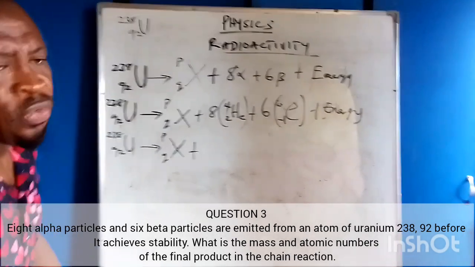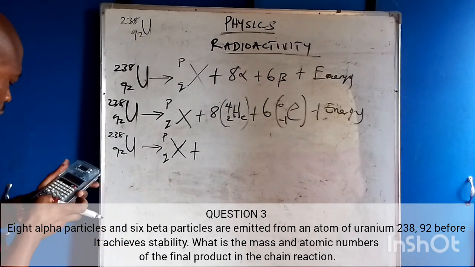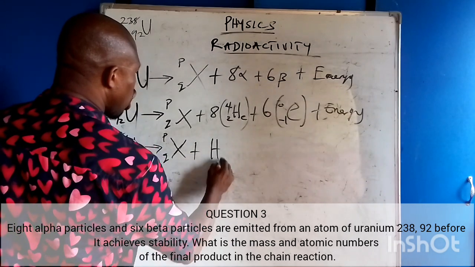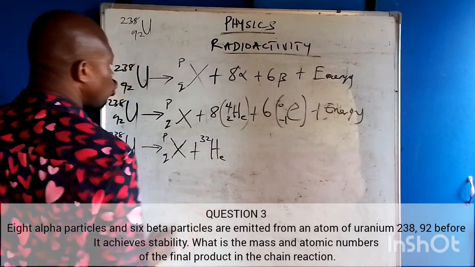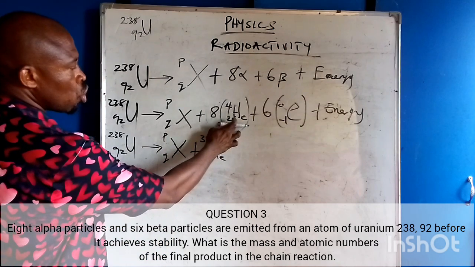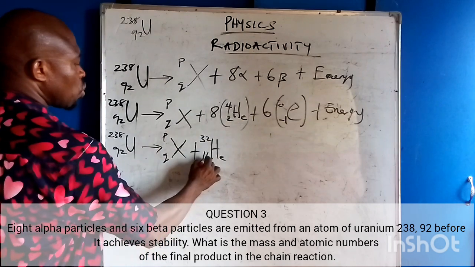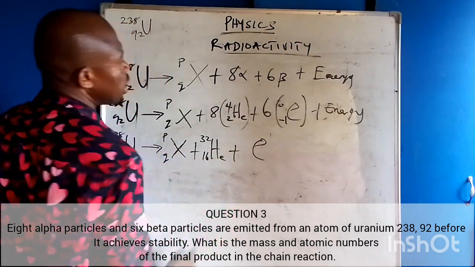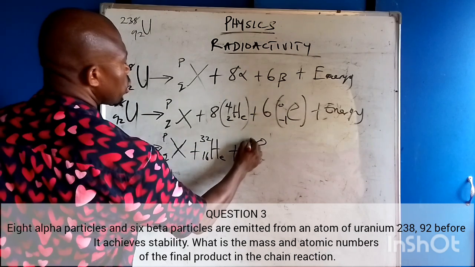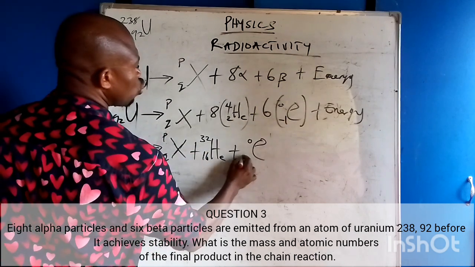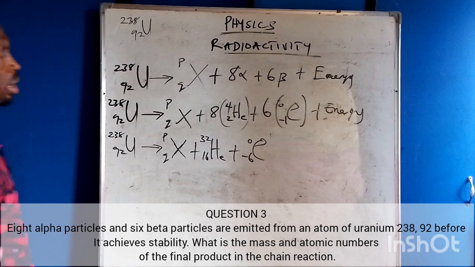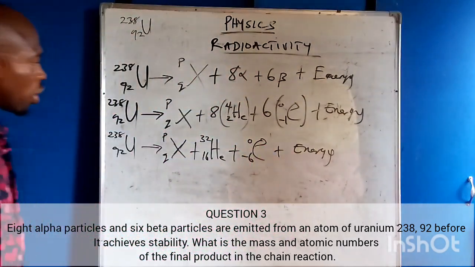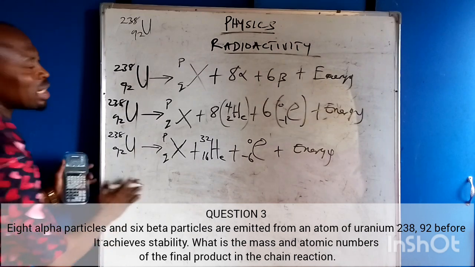8 times 4 is 32. That means helium is having 32 here, and 8 times 2 is 16 here. That is what helium is having. Plus, we have 6 times 0, which is 0, and 6 times -1, which is -6 here. Plus energy. So at this point, this is the final point.